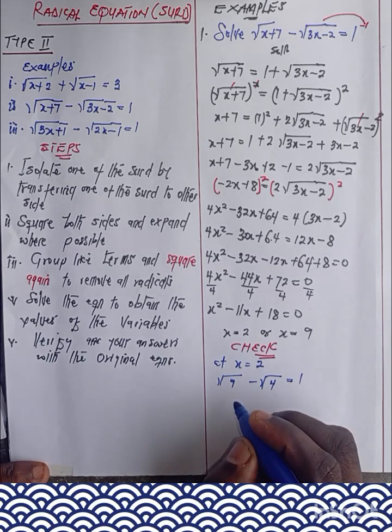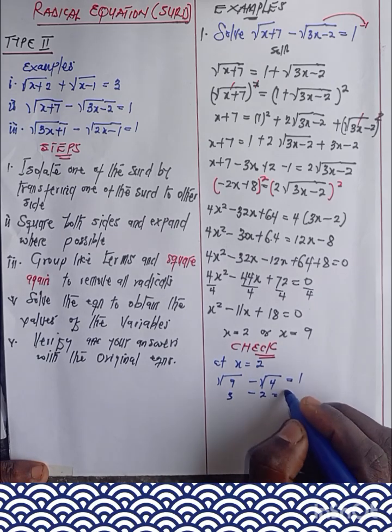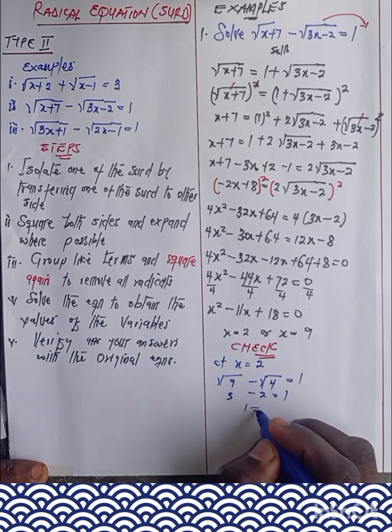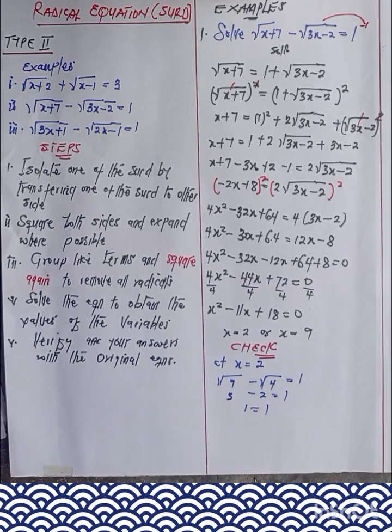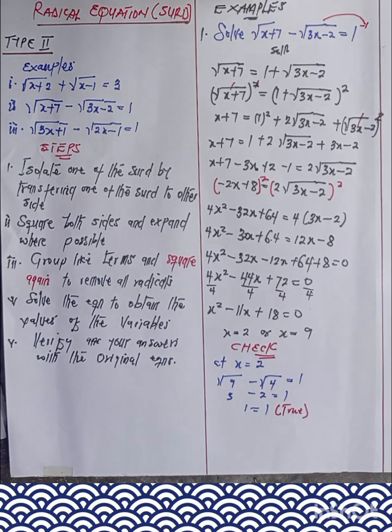So root of 9 is what? 3, and then 3 minus 2 is equal to 1. So we are getting 1 is equal to 1. So it means that x is equal to 2 satisfies the original equation.